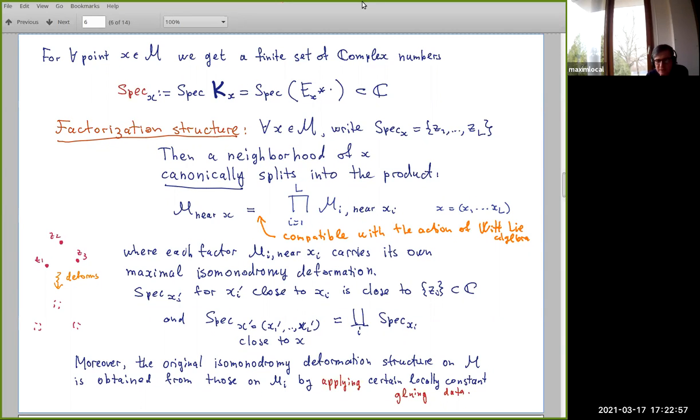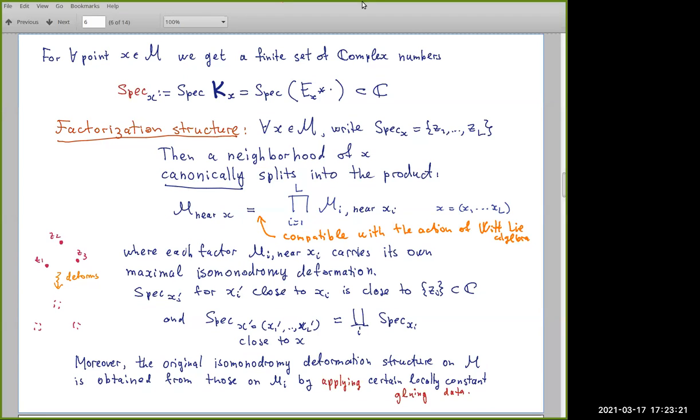So the original isomonodromic structure on M, so the bundle with connection and so on, is obtained from the same structures on Mi by applying a certain procedure. The procedure depends on some locally constant gluing data.